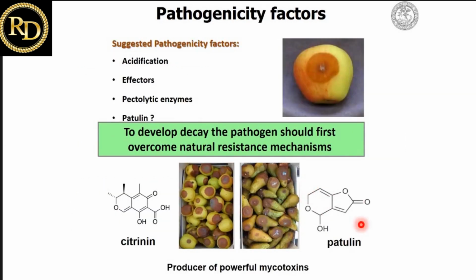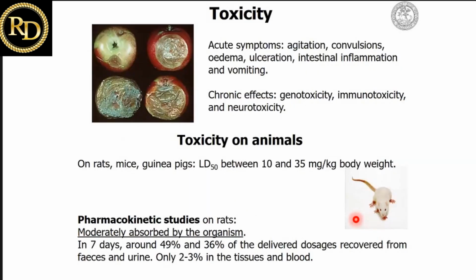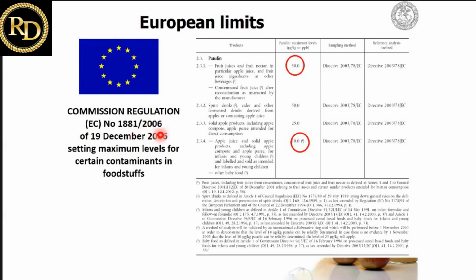Okay, and finally, there is the production of patulin. Patulin is a very small organic molecule produced by Penicillium expansum and other species. It is highly toxic. In particular, it causes acute toxicity, so agitation, convulsions, intestinal inflammation and vomiting, and also chronic effects such as genotoxicity, immunotoxicity, and neurotoxicity. So the European Union established already in 2006 some limits, and the limits are 50 parts per billion in fruit juices, whereas for children or infants, the limit is 10 parts per billion.